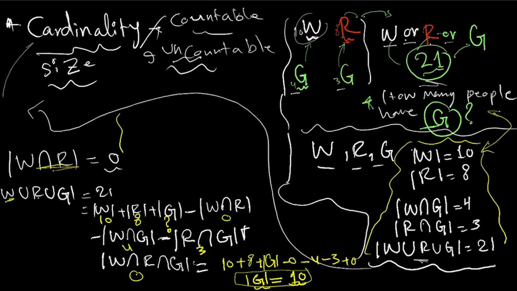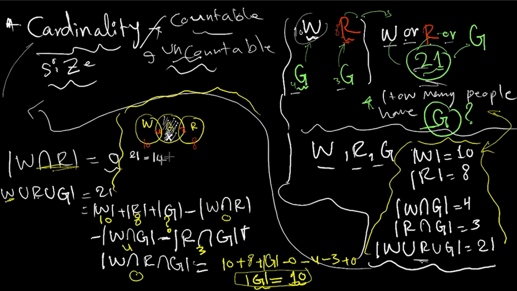If you would also like to use the Venn diagram perspective, if you look at this region, let's call it the X region here. It says that 21 is equal to 10 plus 8 plus X. What we want is the cardinality of G, I mean the total number. So G is equal to 4 plus this X value, which is 3 plus 3, which is equal to 10.